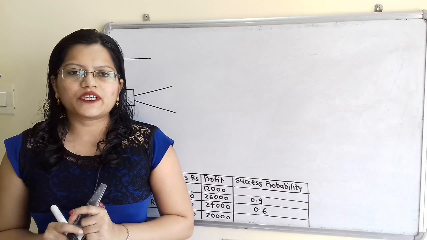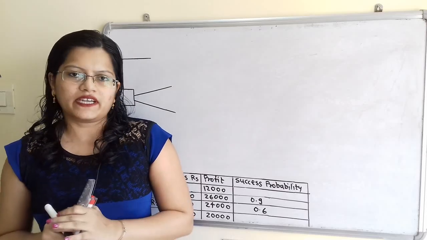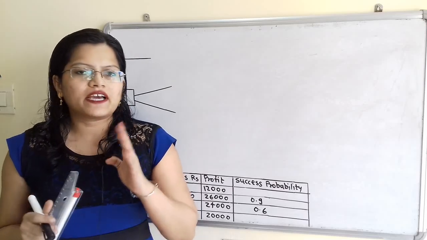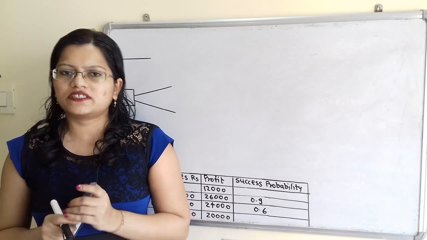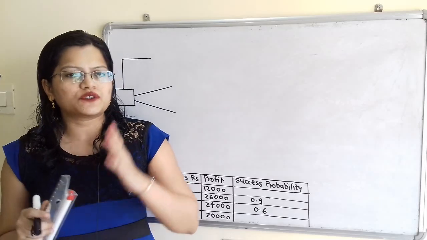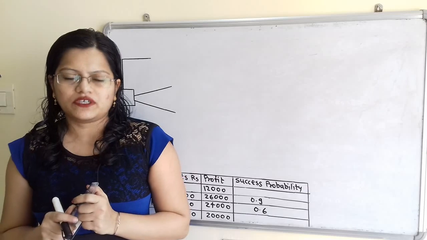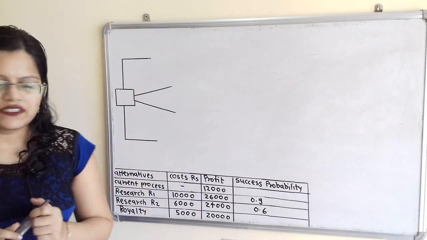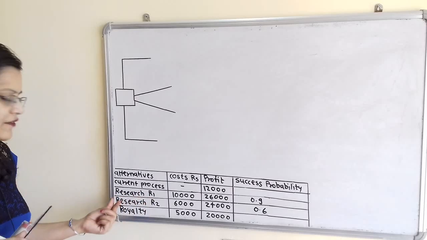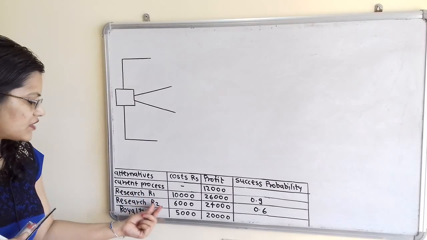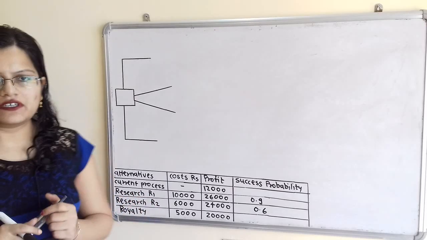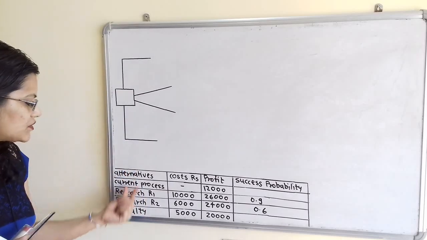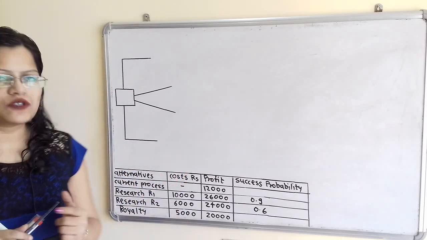As per the given question, we have to prepare one table. For the company, there are 4 options for decision making, so these 4 options we can say are alternatives. These alternatives are to follow the current process, to conduct research R1, to conduct research R2, and pay for royalty.